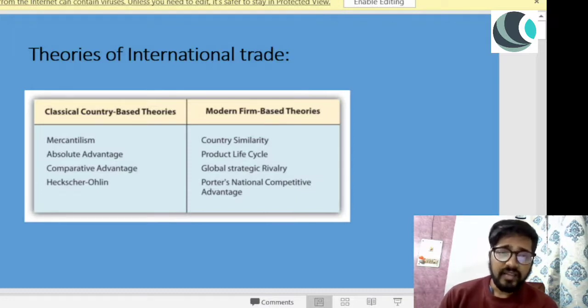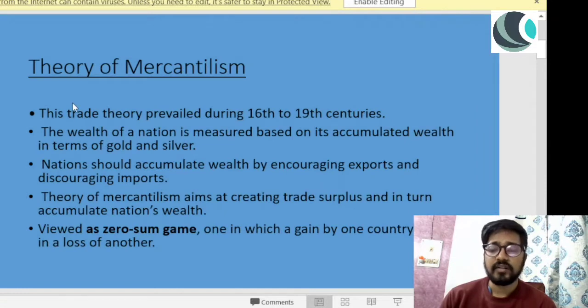But in the modern firm-based theory, we'll do the theories which are very important and crucial for your syllabus, but in classical, every theory is important, right? So we'll cover each theory one by one, and we'll start with the theory of mercantilism. This trade theory prevailed during the 16th to 19th century, right? For studying every trade theory, you need to know at what time that theory came and who has given the theory. There is no such founder for the theory of mercantilism. So there is no definite name you have to remember. You have to remember the following.